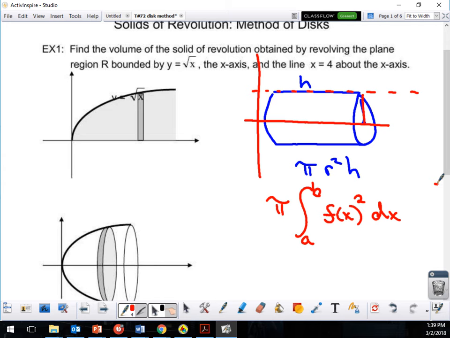Where's the h in the integral? The h is the height, right? We're thinking about this as a cylinder. I laid it down, so isn't this from A to B? Oh, wait, I see. From here to here is my height. My fault, I got it.